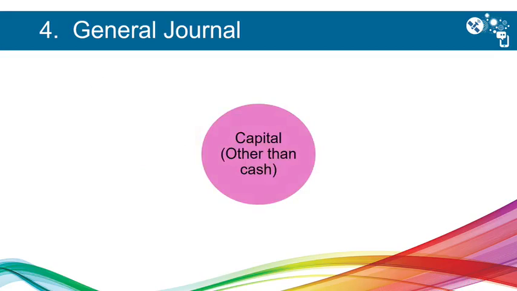Second last one: whenever the owner gives capital other than cash. Obviously, when he gives cash as capital, we debit bank and we credit capital. But now he gives a vehicle. So we debit vehicles and we credit capital, because our assets in the business will increase and the owner's equity will also increase, because the owner invested more, not money, but a vehicle with a certain value.